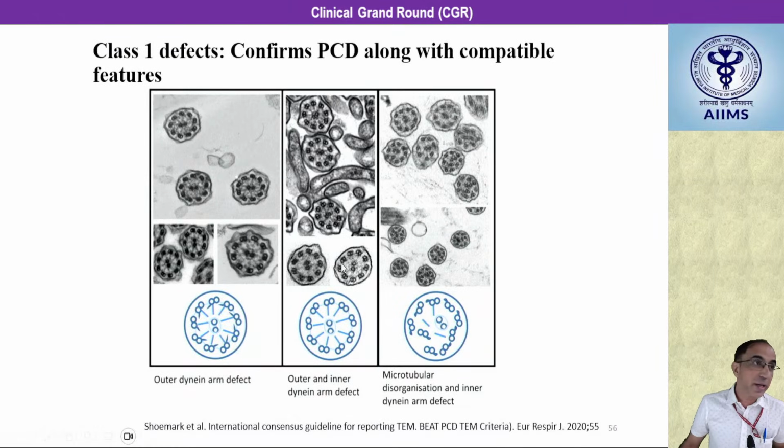And these are abnormal findings that, if present, we can say definite PCD. Usually there is outer dynein arm absent. So you can see here only the inner dynein arm is there, outer is absent. Similarly in the image also. Here both outer and inner dynein arms are absent. Here the inner dynein arm is absent along with a disorganized arrangement of the 9+2 pattern.